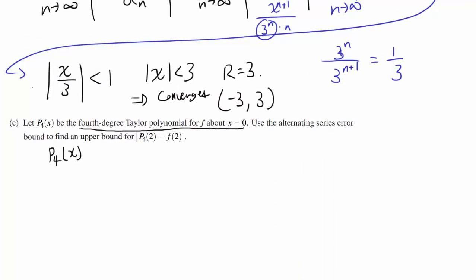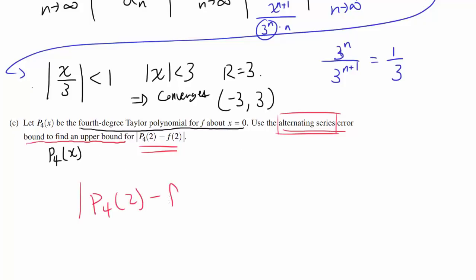And we wish to use the alternating series error bound to find an upper bound for the absolute value of the difference between P sub 4 and f. So you're using P sub 4 of 2 to approximate f of 2, and you want to find the maximum value of the error. Well, you have an alternating series, the series alternates in sign, so this is pretty easy to do. The alternating series error bound states that the error is less than or equal to the magnitude, or the absolute value, of the first term left out.